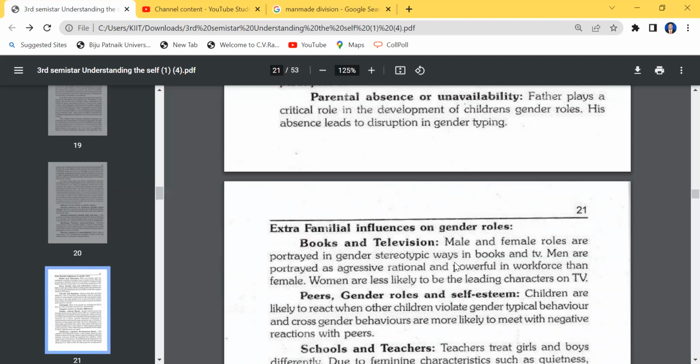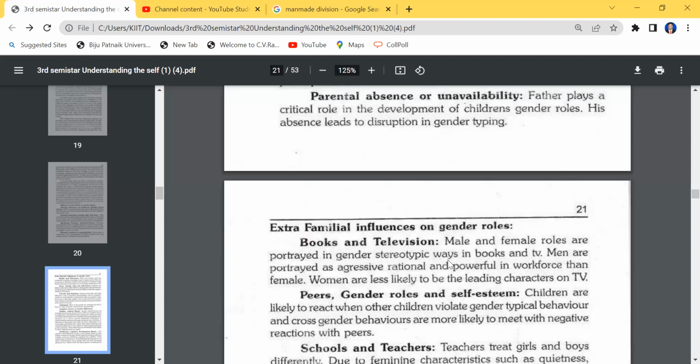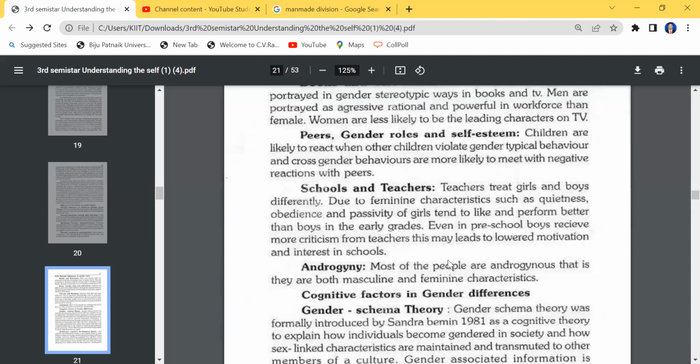So books and television are both attractive, and both female and male characters are attractive in their characteristics, and motivate them. Women are less likely to be leading characters on TV. Peers, gender roles, and self-esteem are also there. School and teachers.